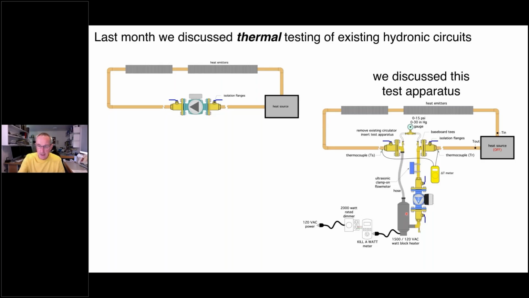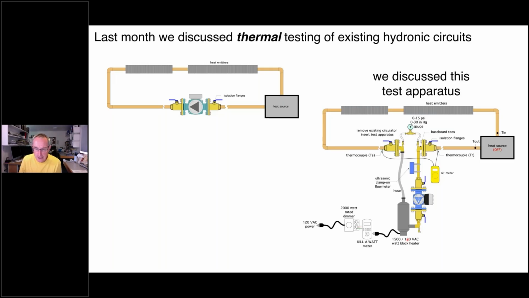And you would connect that up to the piping downstream of the circulator, and then a piece of hose back up here. And then over on the left here, we have an inexpensive watt meter. The brand is Kill-A-Watt. They're about $30. You can find them online. They're accurate enough for this type of testing.